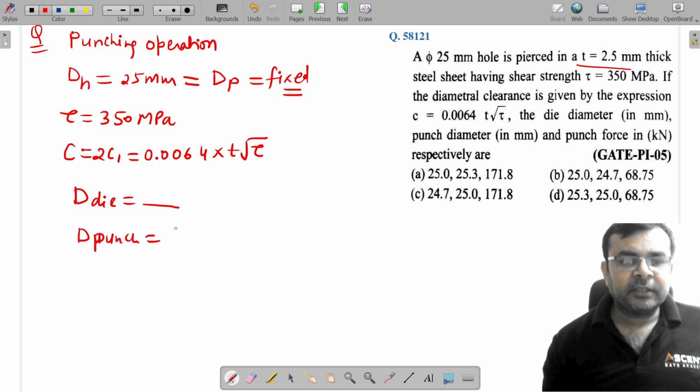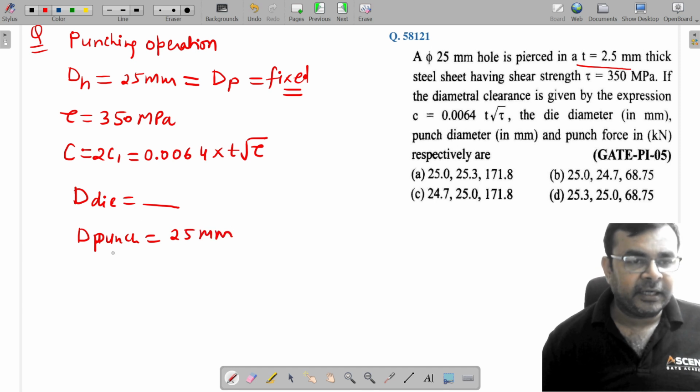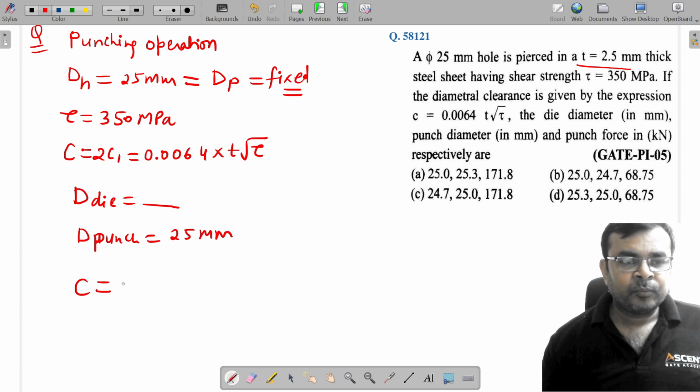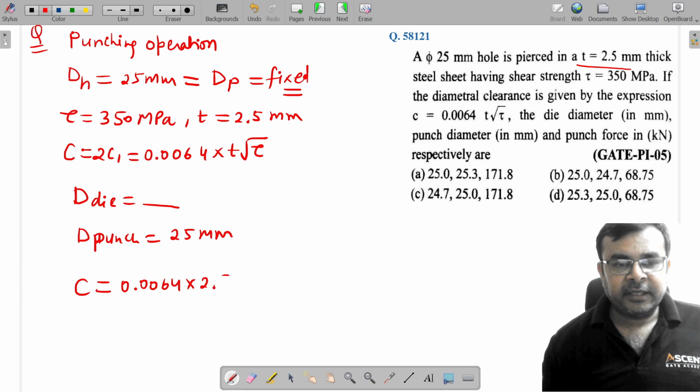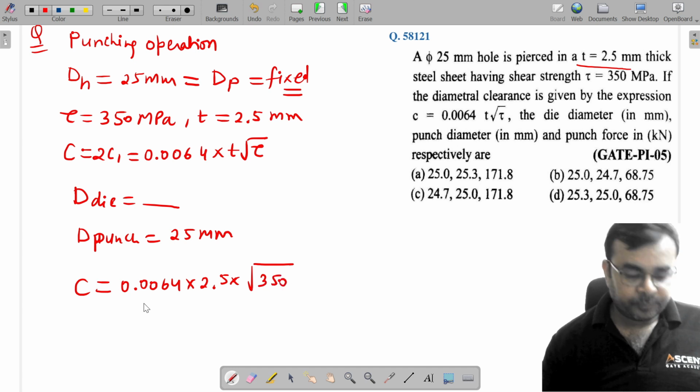So punch diameter is already given here, that is 25 mm. So our objective is to find out the die diameter. First we need to calculate diametral clearance. C is equal to 0.0064 into sheet thickness, which is also given, that is 2.5 mm. I forgot to write, T is equal to 2.5 mm, into square root of tau, and shear strength is also given, that is 350.